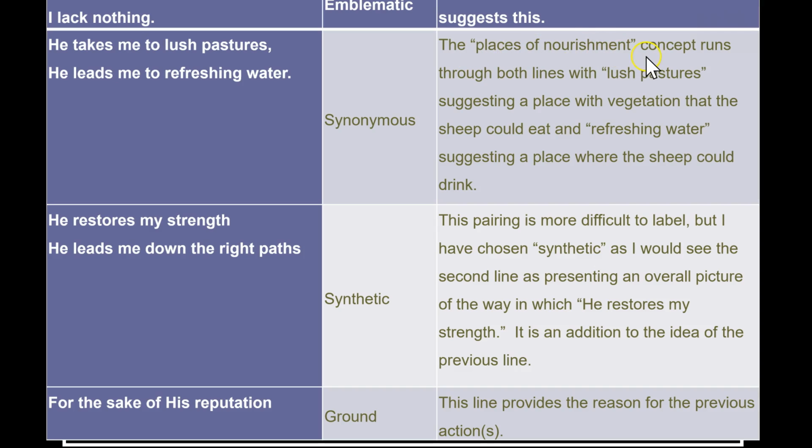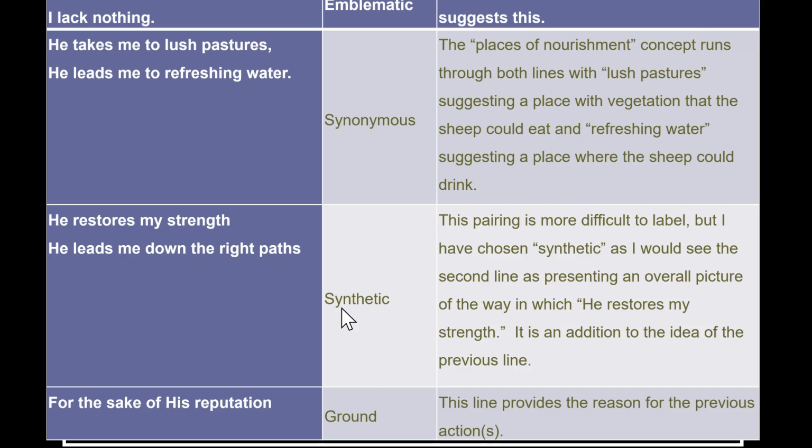The places of nourishment are seen in both lines with lush pastures, suggesting a place with vegetation that the sheep could eat, and refreshing water suggests a place where the sheep could drink. Next, we look at "he restores my strength. He leads me down the right places."